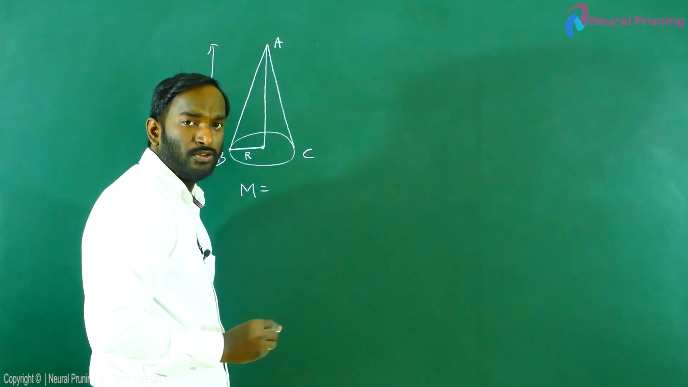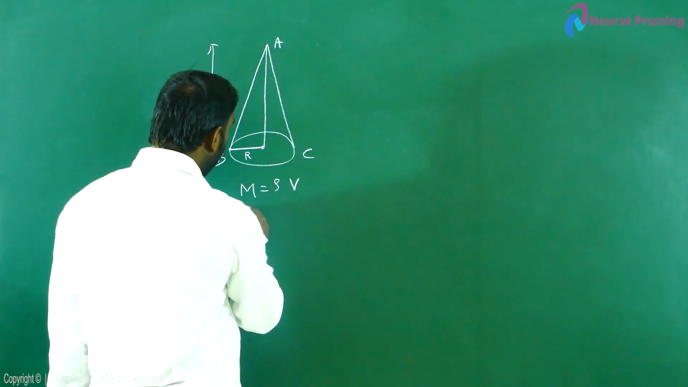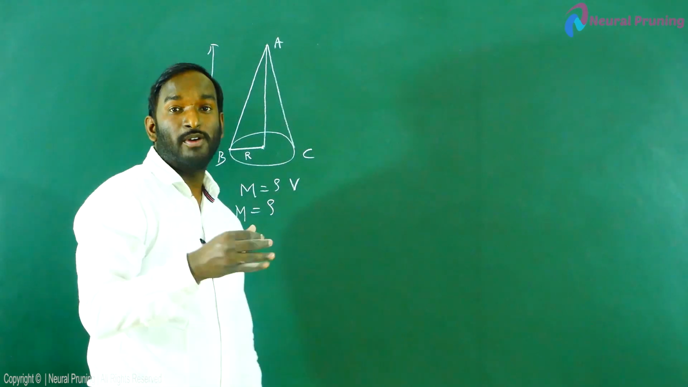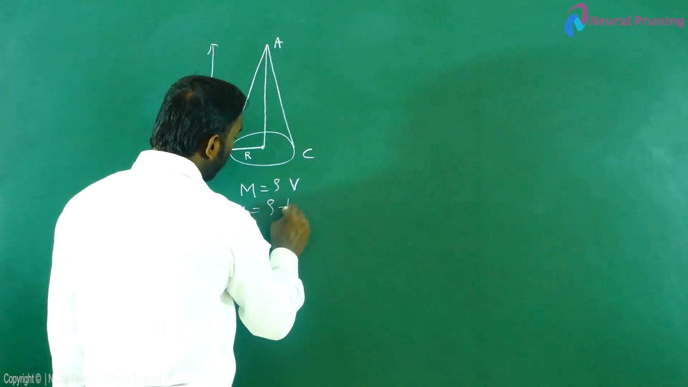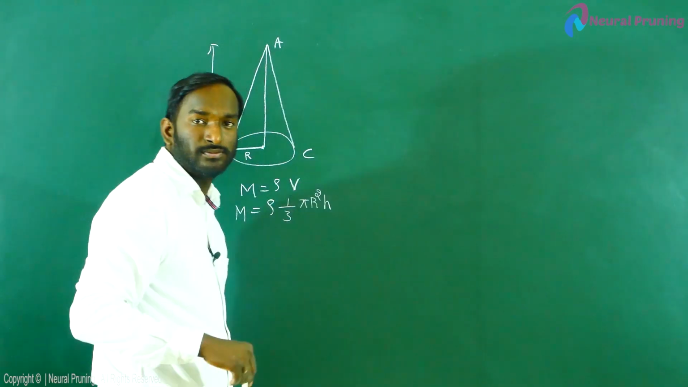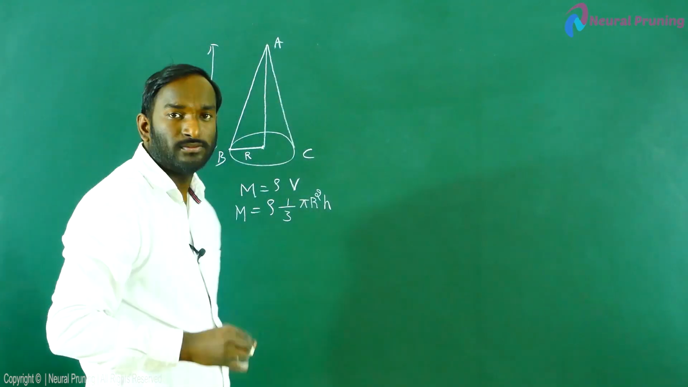M is equals to density into volume. M is equals to density into, what is volume of a cone? 1 by 3 pi r square h. You know the mass of this entire solid cone.